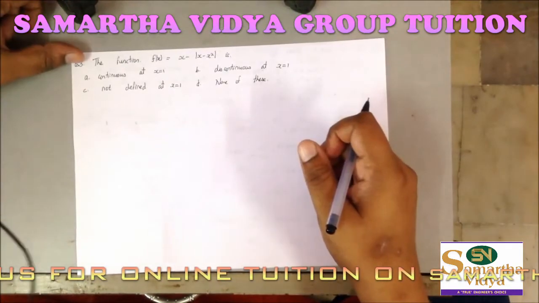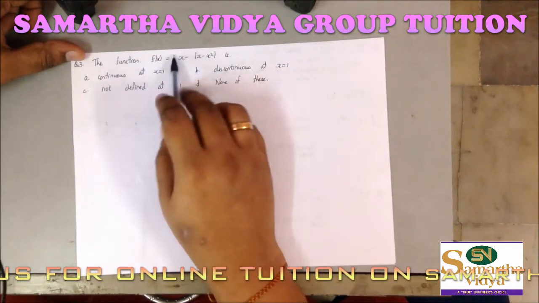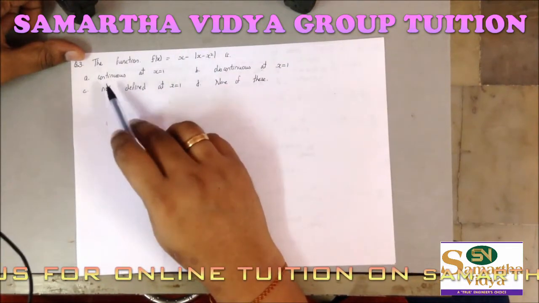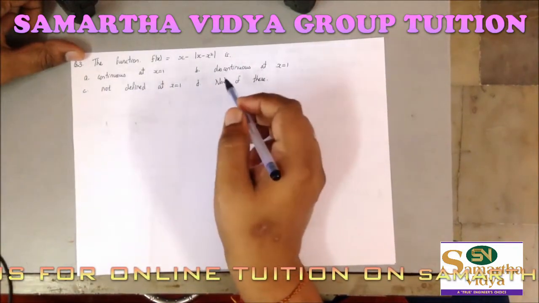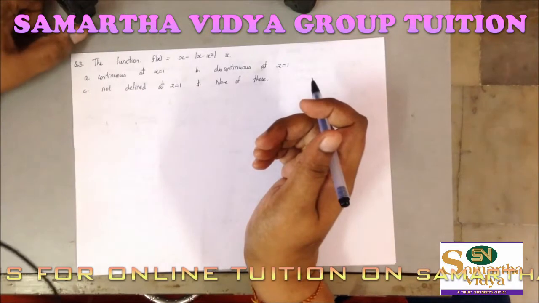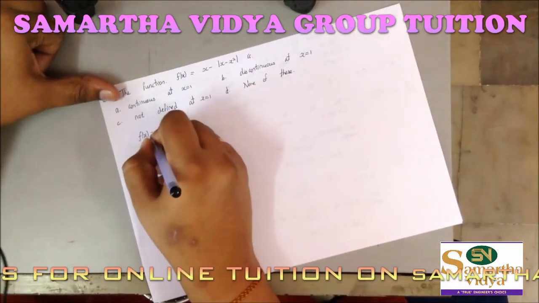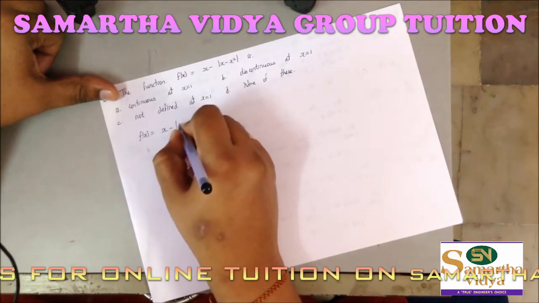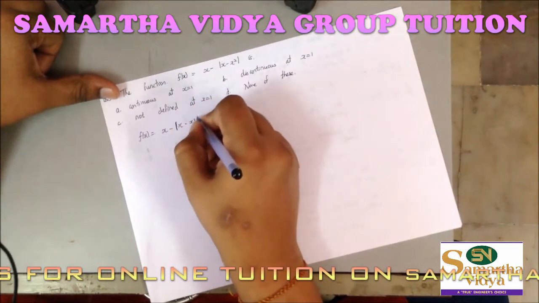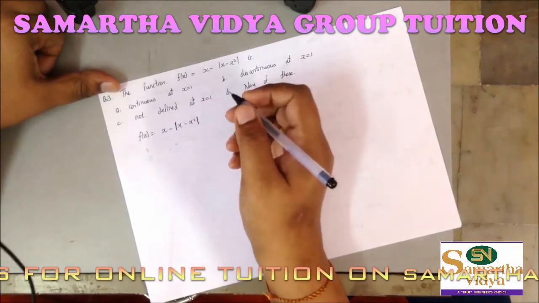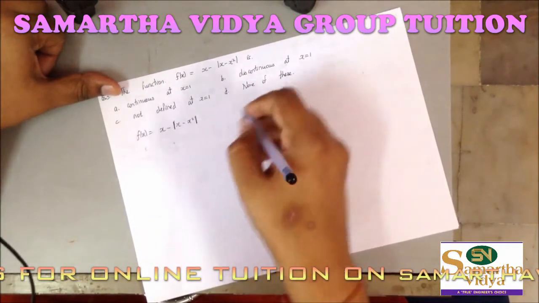Now let's go to the next type of question, where the function f of x is given. They have defined a function and I need to check whether it is continuous, discontinuous, or not defined at all, or none of these. So let us try to understand the function: f of x is given to us as x minus mod of x minus x square. Now this mod function is very popular in your MHCET or even if you are preparing for your JEE. So let us try to understand what this mod function is.